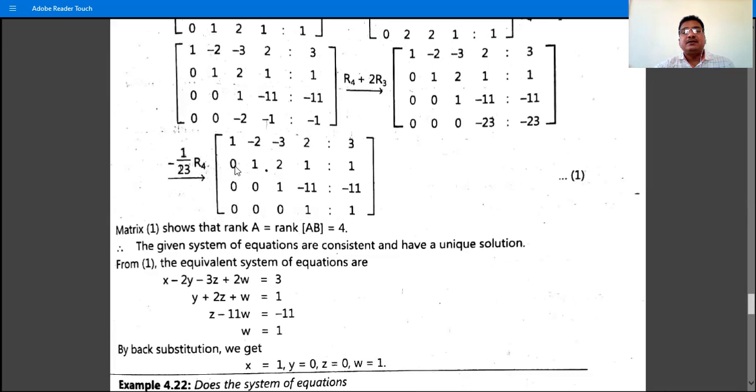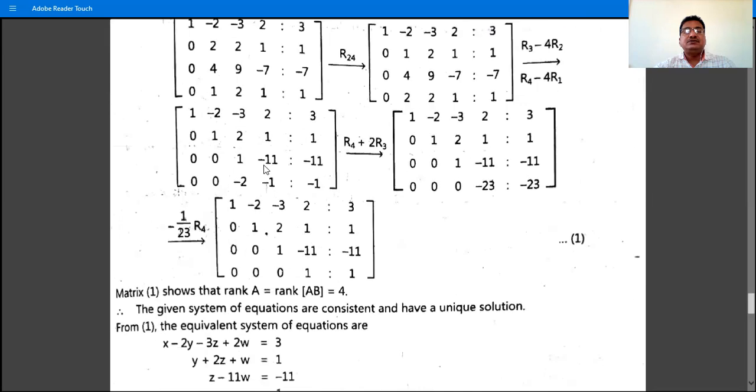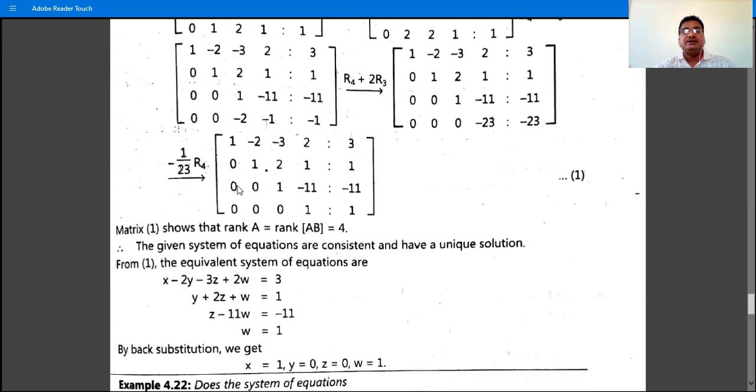This is the first, this is the second row, this is the third row, and this is the fourth row. So in the echelon form of the matrix A, there are 4 rows, and therefore the rank of A is 4. And if you observe this whole matrix, it is the row echelon form of the matrix AB.